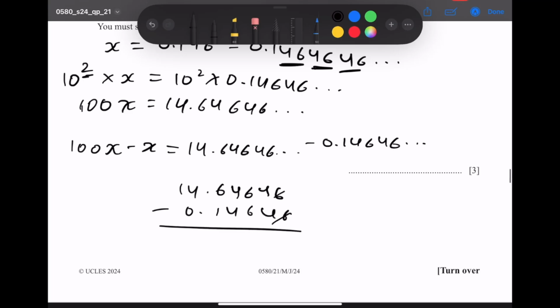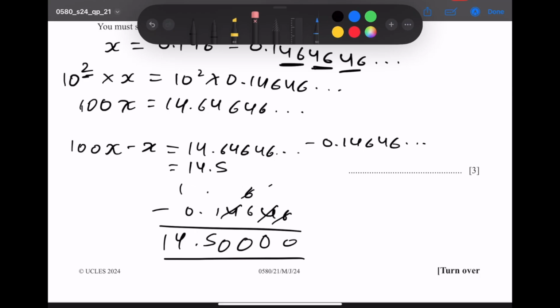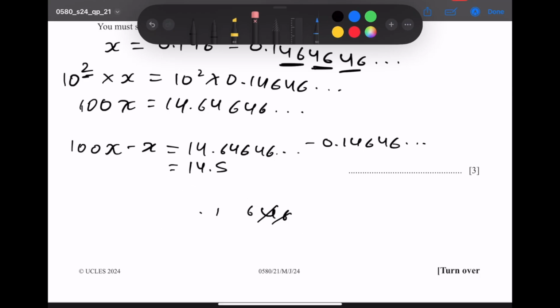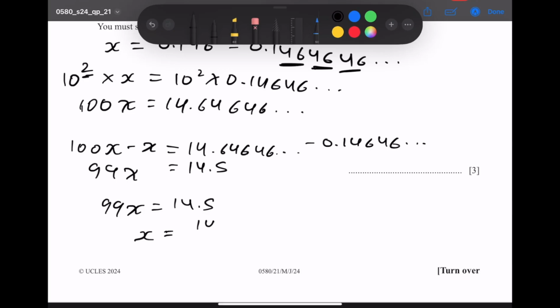So if we write it like this, we can cancel off 6, cancel off 4, cancel off 6, cancel off 4. 6 minus 1 is 5, 4 minus 0 is 4, and so on, giving 14.5. So 100x minus x is equal to 99x. So 99x is equal to 14.5. x is equal to 14.5 divided by 99, which is equal to 145 divided by 990, which when simplified is equal to 29 divided by 198.